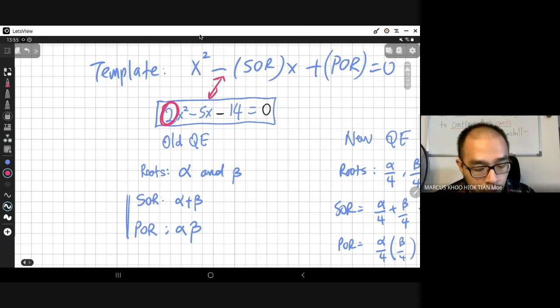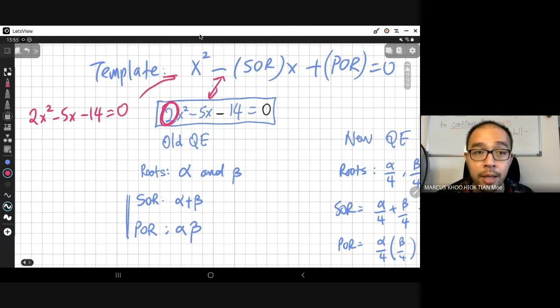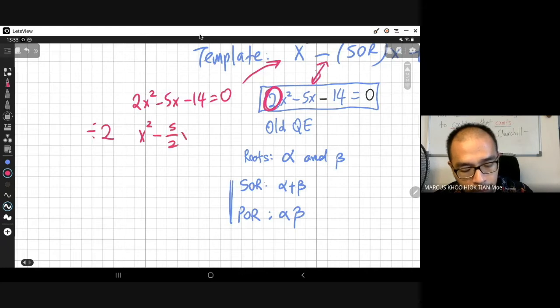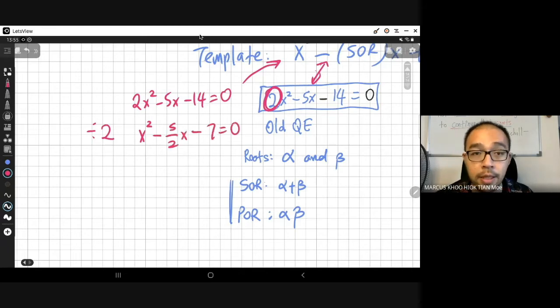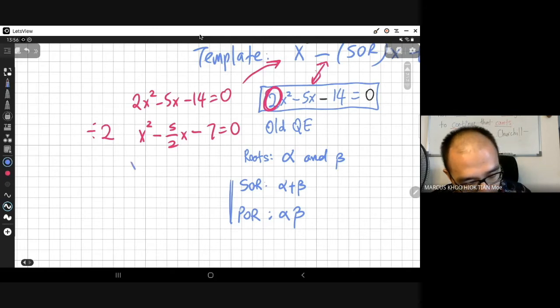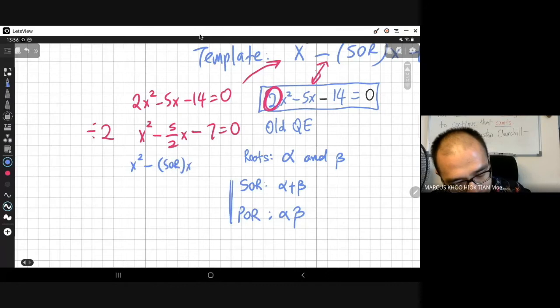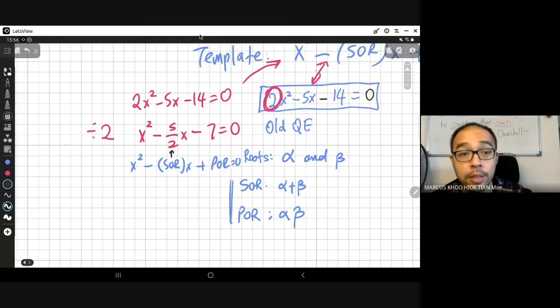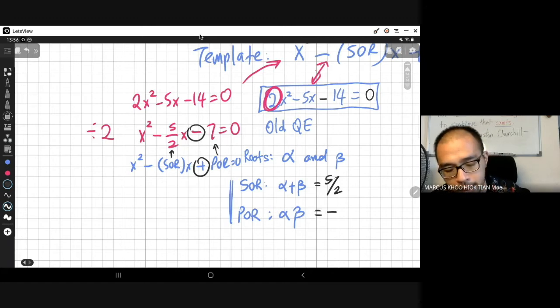So what do we need to do? We need to change the 2x squared minus 5x minus 14 equals to 0 supaya dia mirip dengan template kita. And how do we change it? Kita bahagi semua dengan 2. Supaya x squared minus 5 over 2x minus 14 bagi 2, 7. So dia nampak macam kita punya template sudah. Template: x squared minus SOR x plus POR equals to 0. So daripada sini kamu nampak SOR kita adalah 5 over 2. Our product of roots is, ini plus, ini minus, so kita kena ambil minus, equals to minus 7.